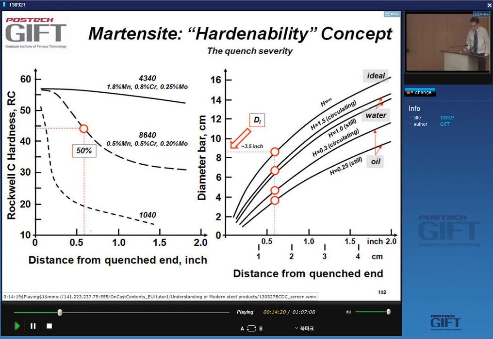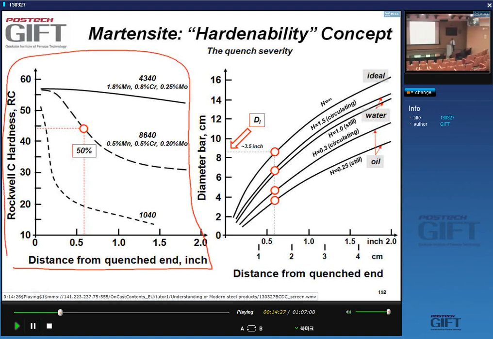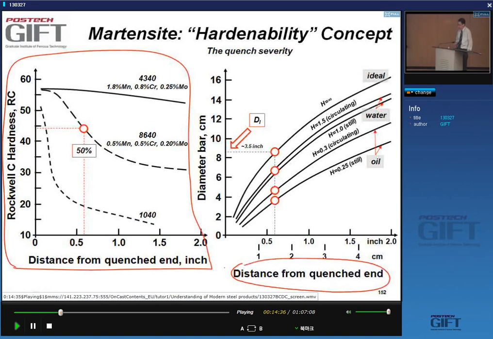Okay, well, again, on the left we have the same diagram we just had about the hardenability, and on the right we now have a diagram which has the same x-axis, namely the distance from the quenched end in a Jominy test. Remember that in the Jominy test we cooled at one end, and then the equivalent bar diameter.